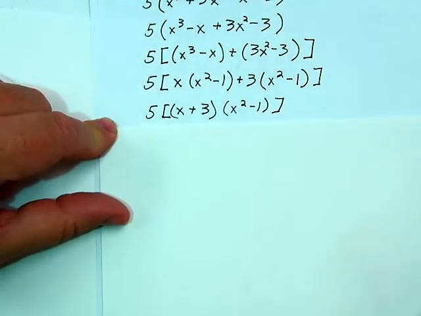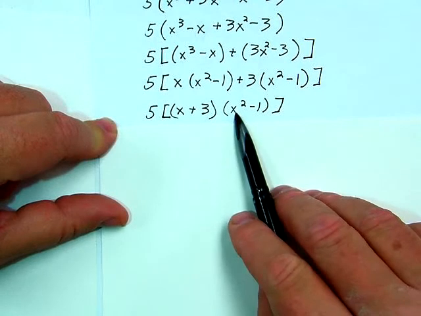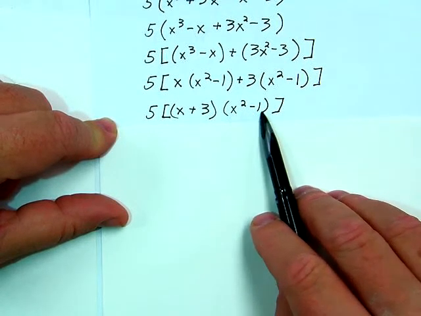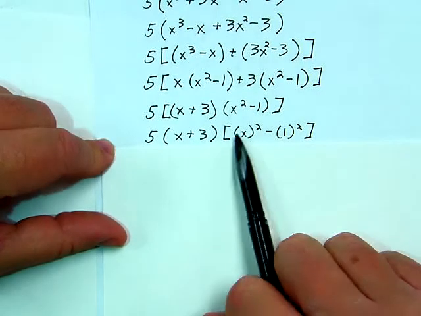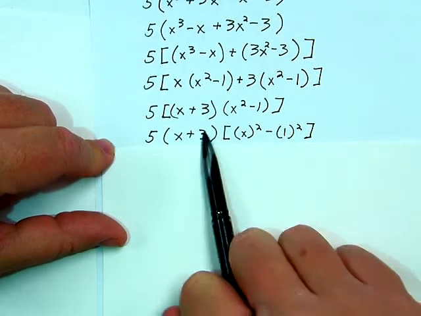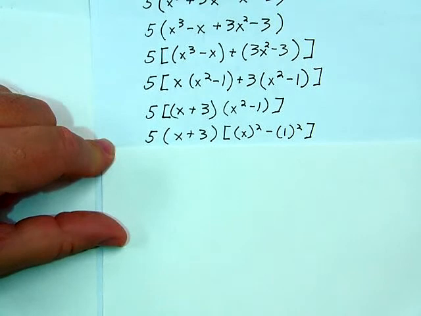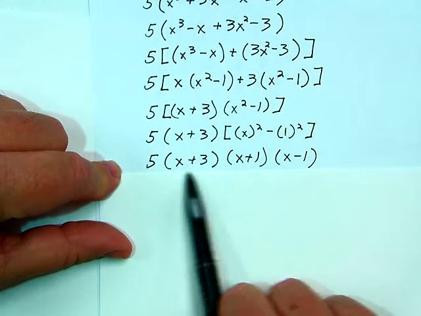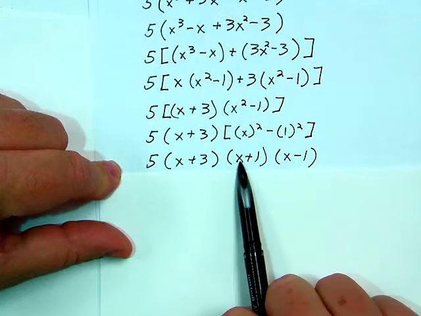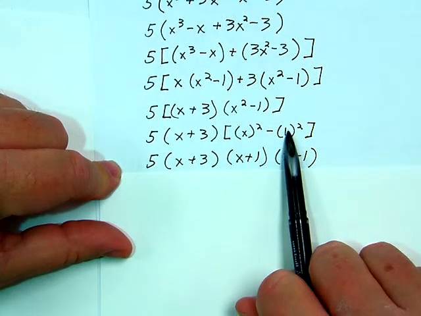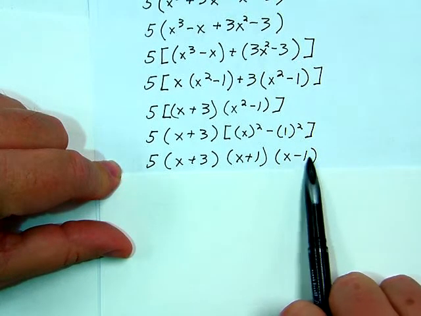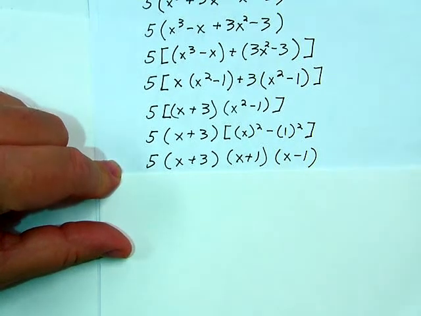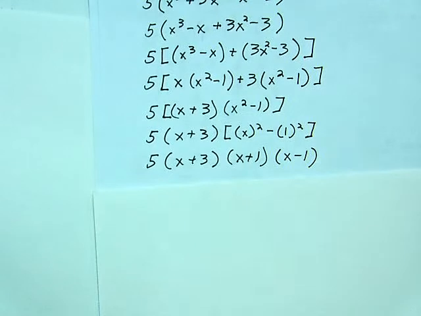Am I done? I could be done, but I notice that this is a difference of squares. So it's really x squared minus 1 squared. So I write it that way, x squared minus 1 squared. Everything else I can leave alone because there's no more breaking down of that. And since I have the difference of squares, I can write this part right here as x plus 1, first term plus the second term, times x minus 1, first term minus the second term. And that is the solution to number 4.